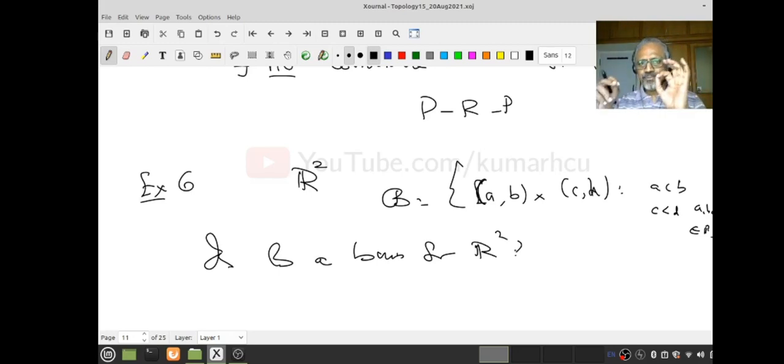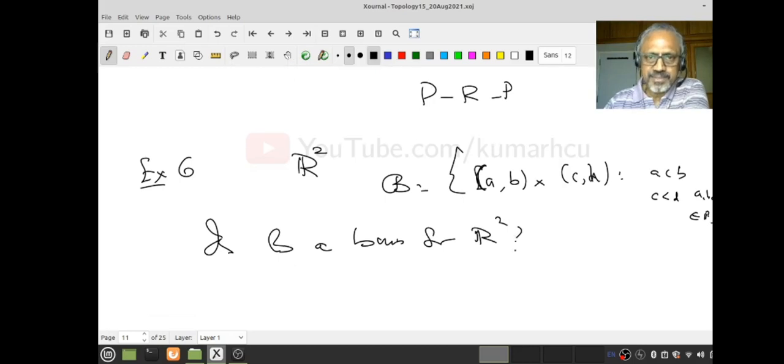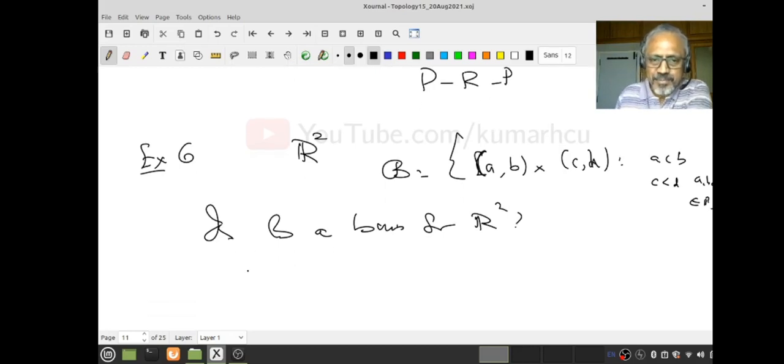Without any work, you should be able to do that. This is what I call armchair thinking. Remember, on R2 we had different topologies, tau 1, tau 2 and tau max. You understand? And what we saw was all these topologies are the same, right?